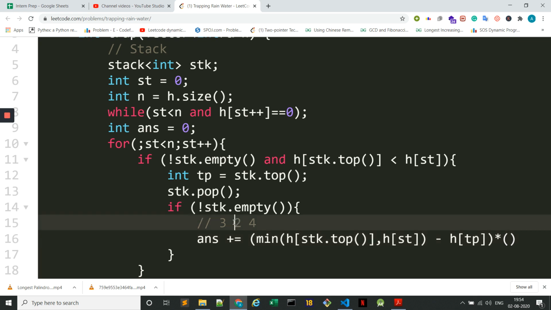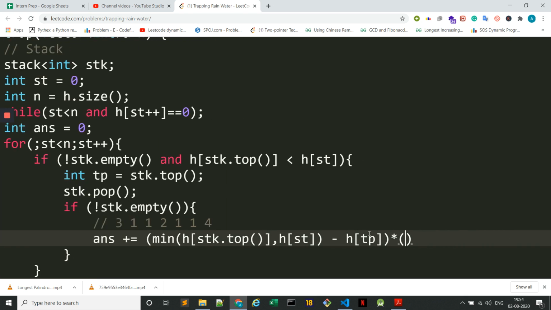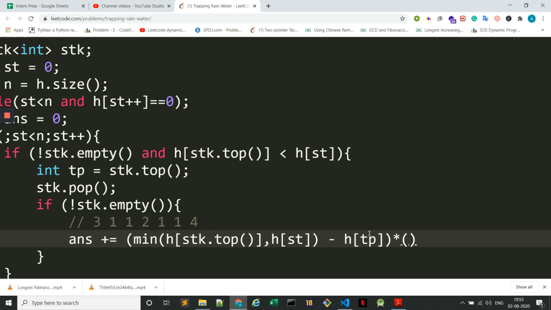So basically, let's say we have a few ones over here. If this is the 2, then we need to multiply it with the index of the right bound minus left bound, and also minus 1, because both the entries will not be there, right? What I am trying to say is, for this particular 2, we can fill 1 unit of water because 3 is the minimum, so 3 minus 2 is 1. We can fill 1 unit of water in all of this, right?